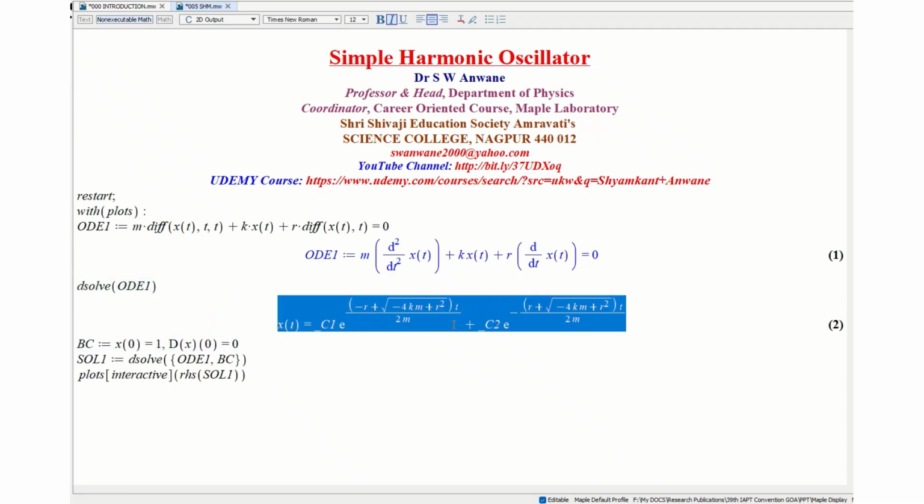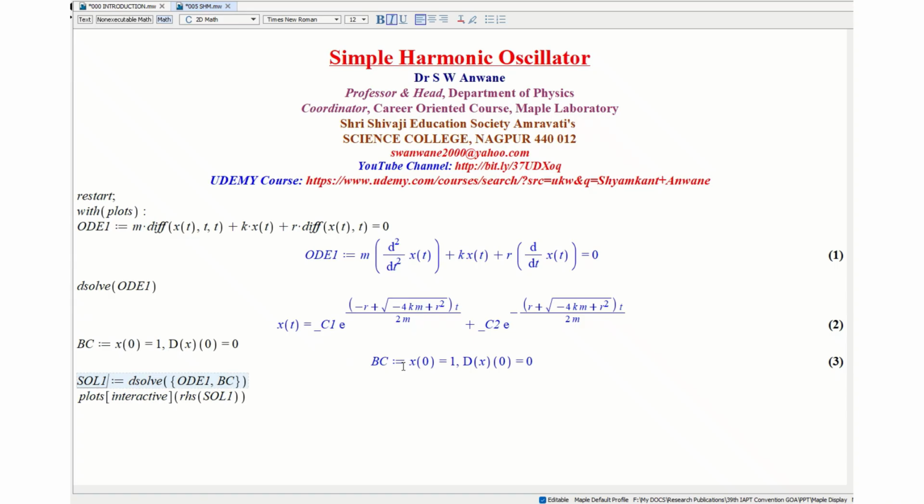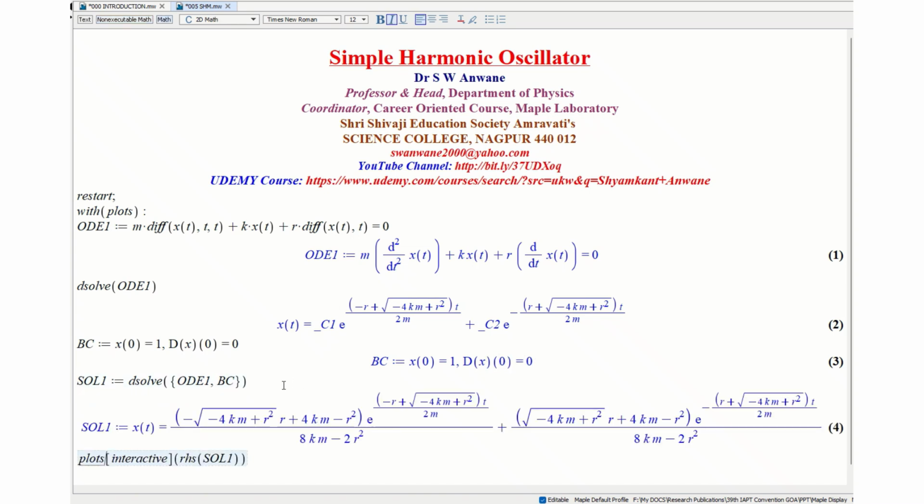This is the solution of the differential equation where C1 and C2 are unknown. So to work out these two constants we use two boundary conditions. The displacement x of t at t equal to 0 is 1. It means that the oscillator is at some extreme position, say 1 centimeter at t equal to 0, and at that point the velocity, so this d represents derivative of x at t equal to 0, is 0. So for this boundary condition I am solving the differential equation.